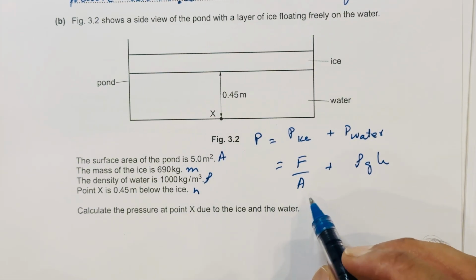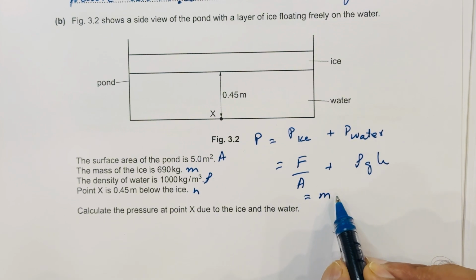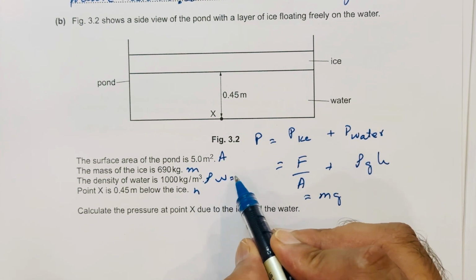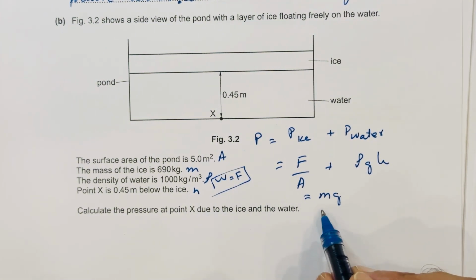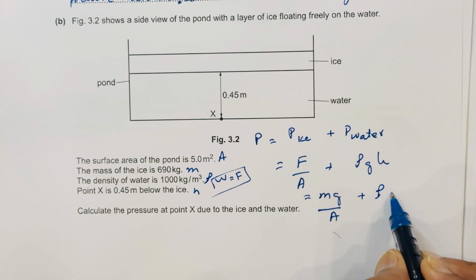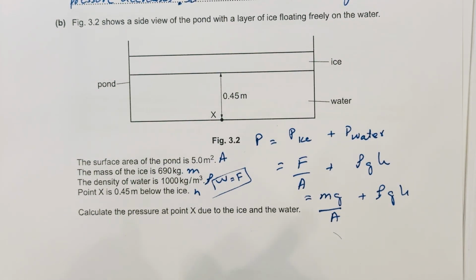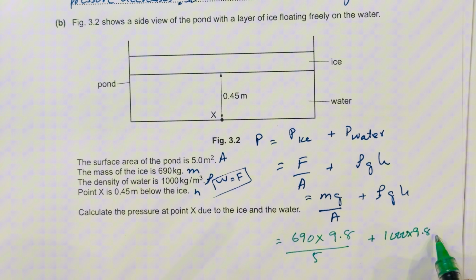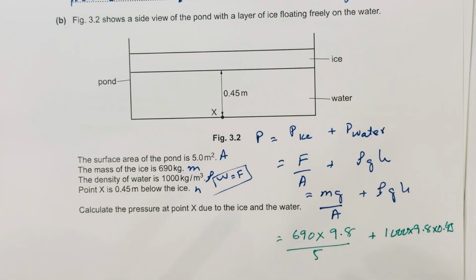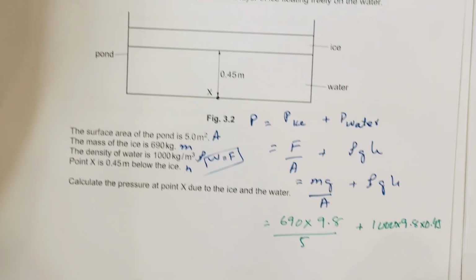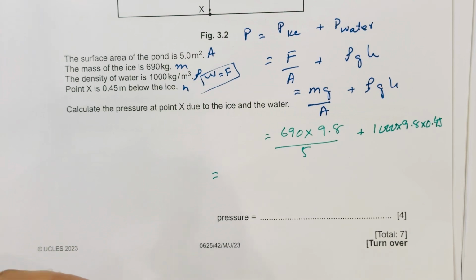Force is not directly given, so we're going to calculate force by this formula. Force W is equal to mg, where W is equal to force. Weight is equal to force, so mg over A plus rho gh. Now we're going to substitute our values to calculate the answer. Mass is given, that is 690. We're going to use the value of g, 9.8, given at the start of the instructions. Area is 5, plus rho g, density is given, that is 1000, again 9.8, multiplied by the height, that is 0.45.